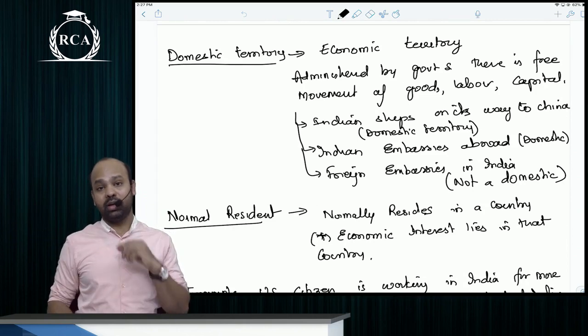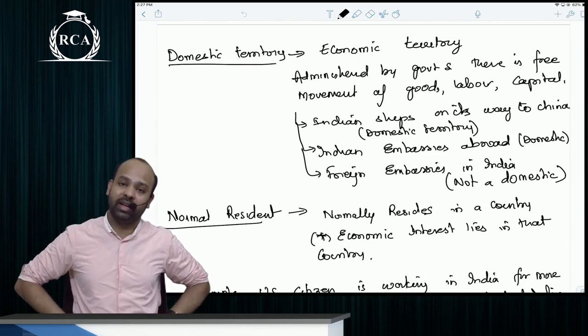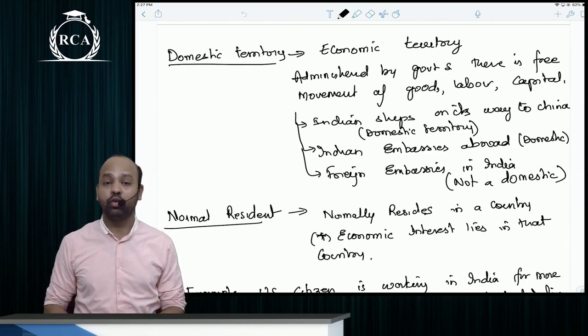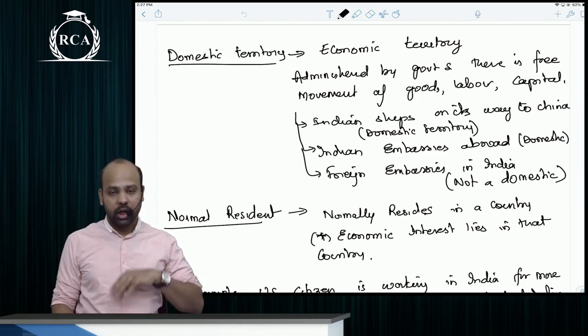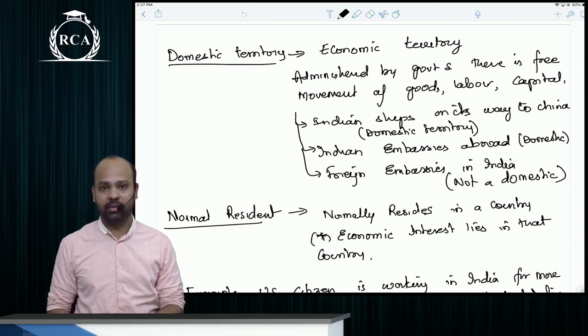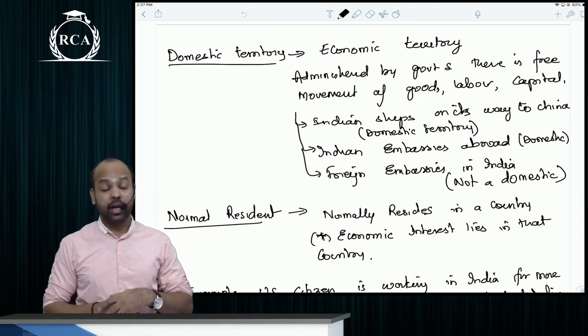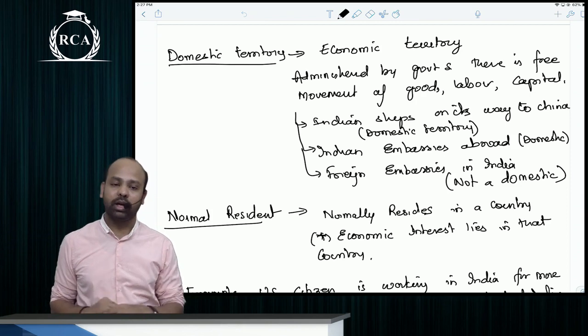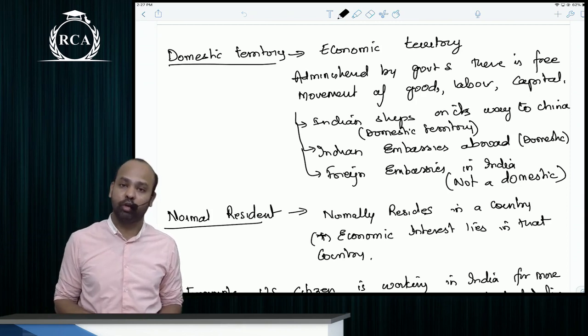Then I told you that it is important to understand the meaning of the word domestic territory. By domestic territory, we are referring to the economic territory. It will also include embassies outside India, Indian embassies outside India. It will exclude foreign embassies in India. Foreign embassies in India are not to be considered as economic territory.